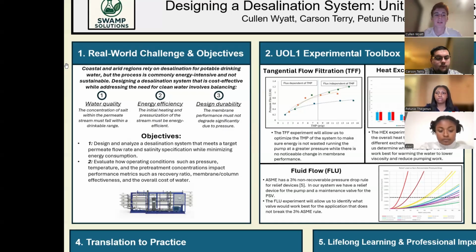And so we have two main objectives. The first would be to design and analyze a desalination system that meets that target permeate flow rate and salinity specification while minimizing energy consumption and costs. And the second would be to evaluate how operating conditions such as pressure, temperature, the pre-treatment concentrations in terms of salt, how those impact performance metrics such as recovery ratio, membrane effectiveness, and the overall cost.